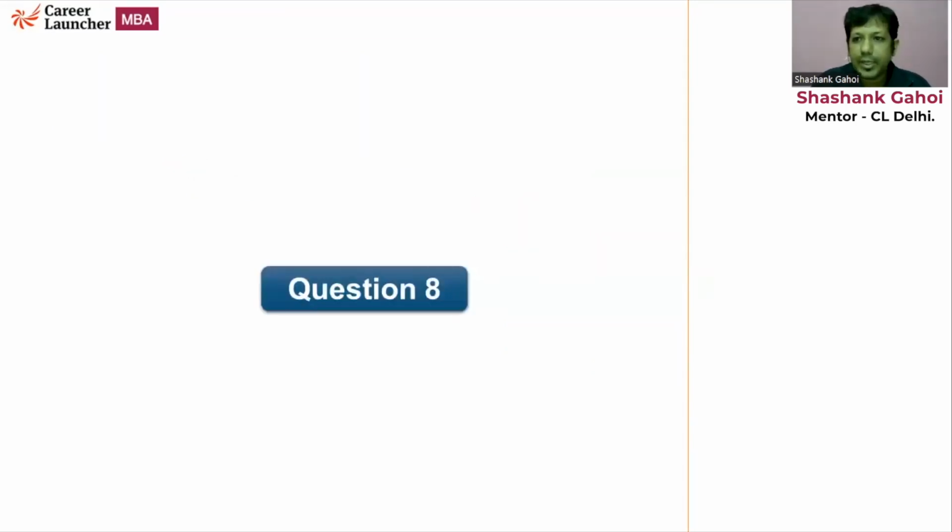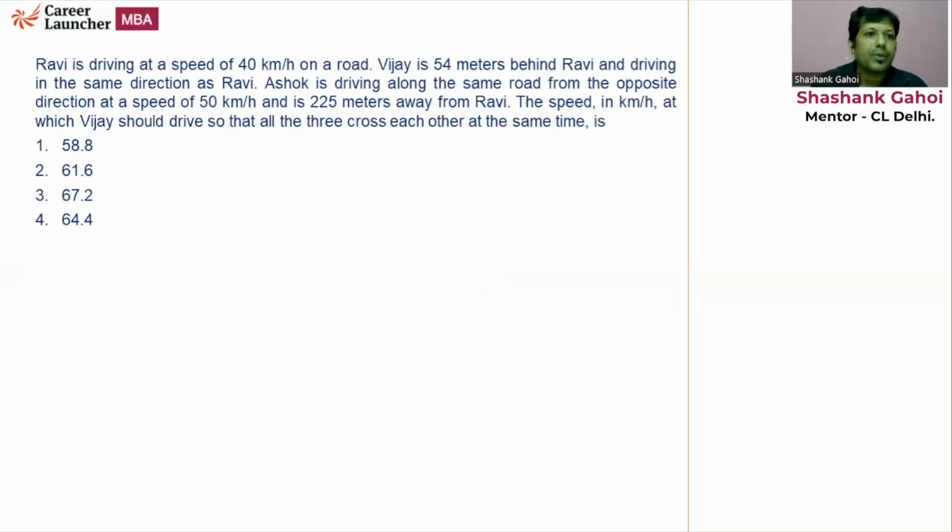Let's start question number 8. Okay. Ravi is driving at a speed of 40 km per hour on a road. Vijay is 54 meters behind Ravi and driving in the same direction as Ravi. Ashok is driving along the same road from the opposite direction at a speed of 50 and he is 225 meters away from Ravi. The speed at which Vijay should drive so that all three cross each other at the same time.